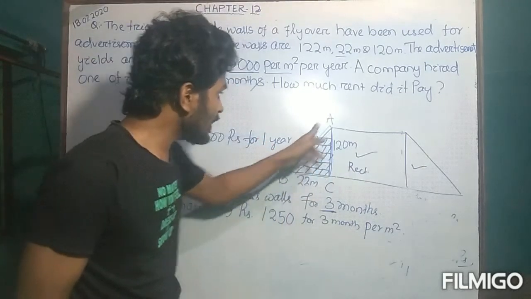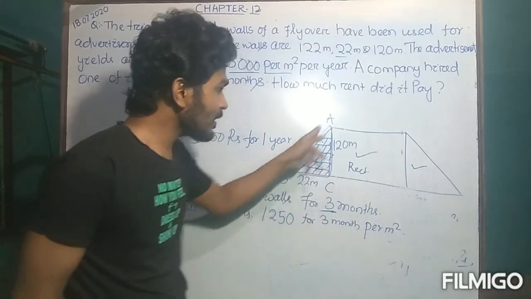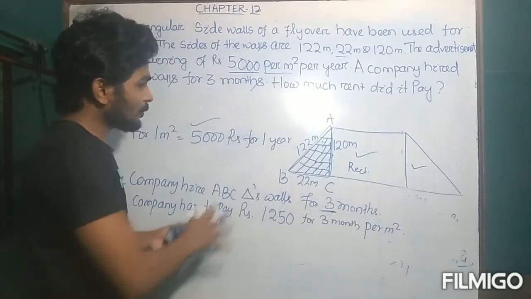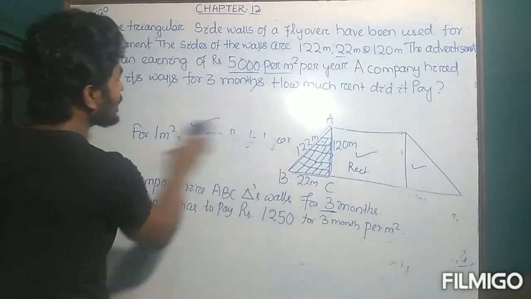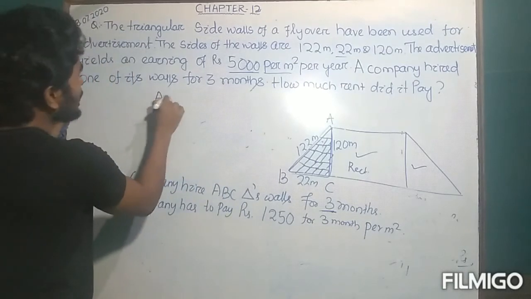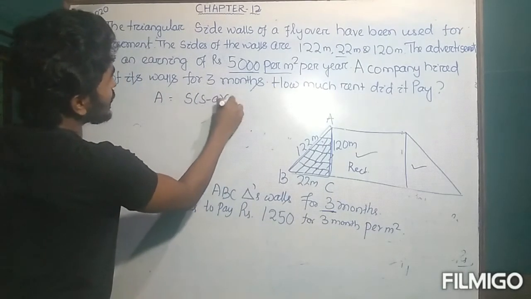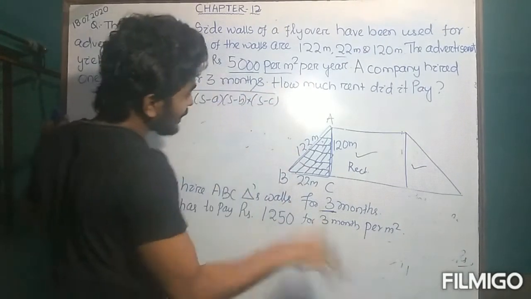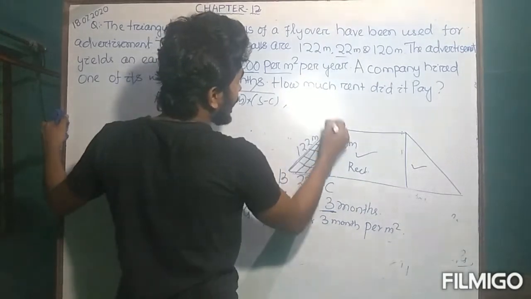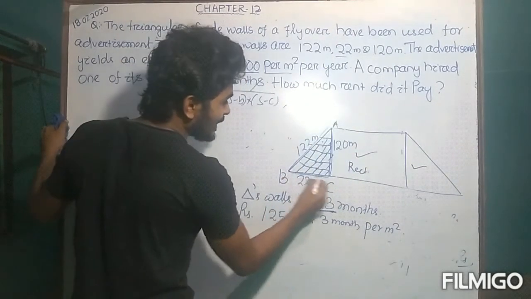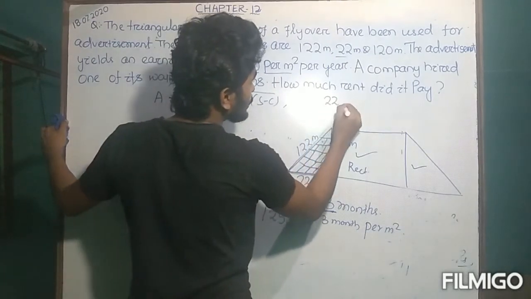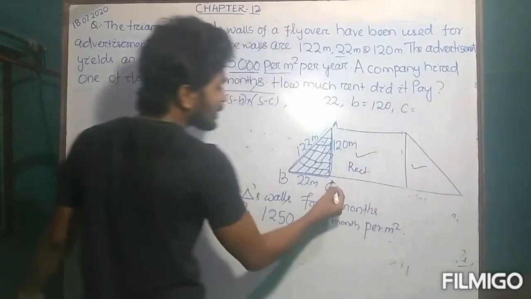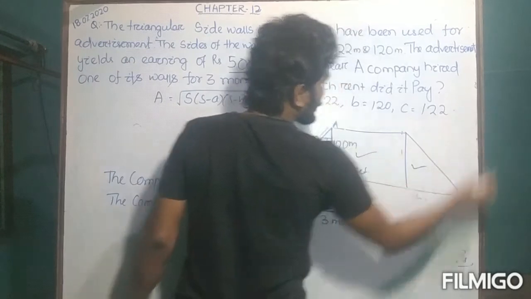Since he has all these three sides of the triangular wall, we first have to find the area of this triangular wall. Clear? So find its area. For its area, the formula is the square root of S into S minus A into S minus B into S minus C. Here it is given that A is BC, that is 22, B is 120 and C is 122.